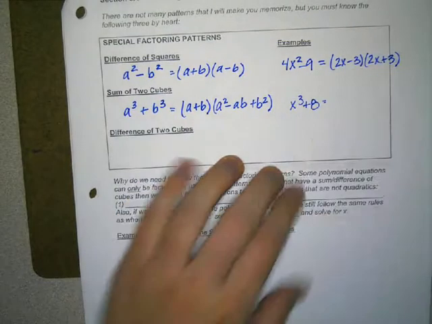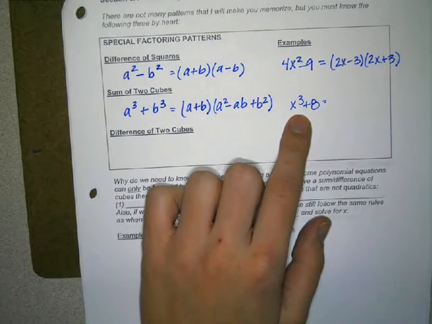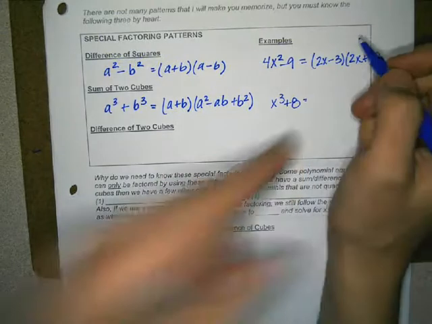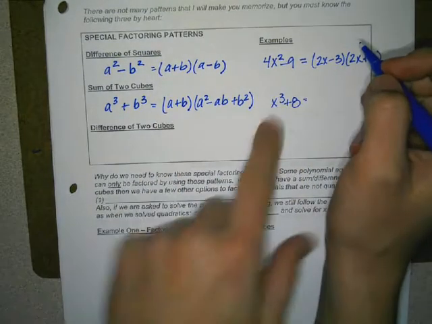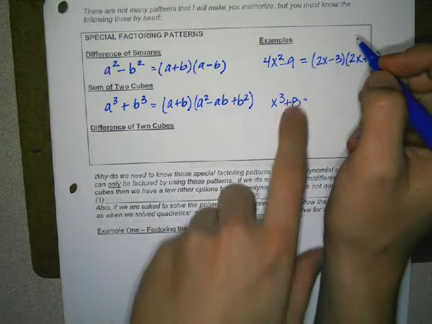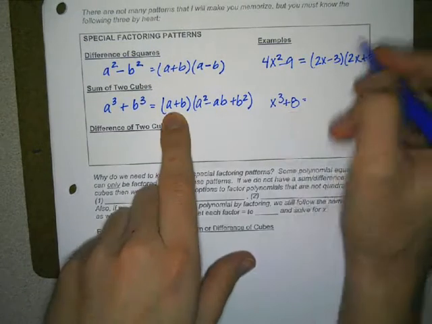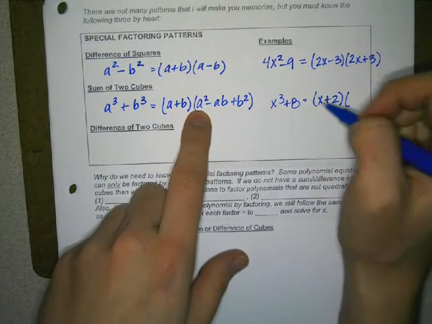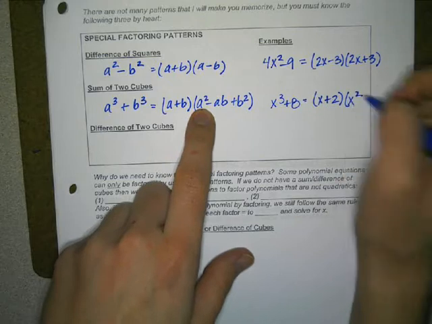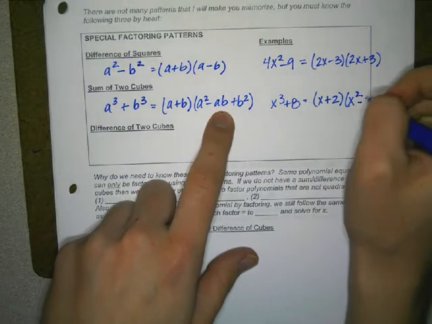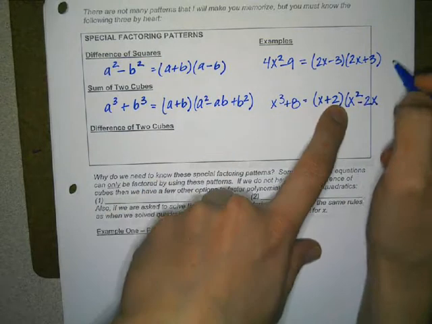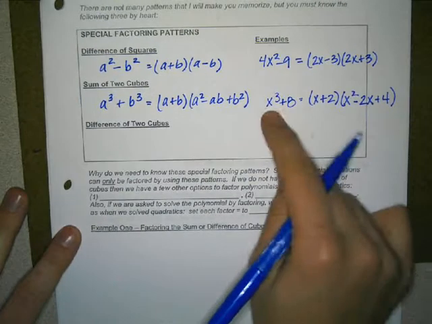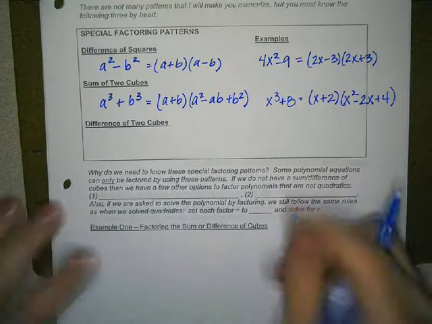You can take the cube root of x cubed, it's just x, because x times x times x gives you x cubed. You can take the cube root of 8, which is 2, because 2 times 2 times 2 is 8. So if it's going to fit that pattern, then the a would be the cube root of that, which is x. B would be 2, because it's the cube root of 8. So you'd have x plus 2. So if my a is x here, I'd have x squared. A times b would be 2x. And then b squared would be 4. So to factor this sum of two cubes, you would have to figure out what the cube root is of both of these and then fit it into the pattern.